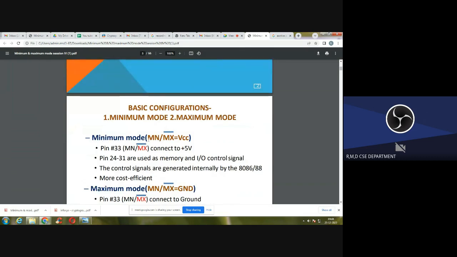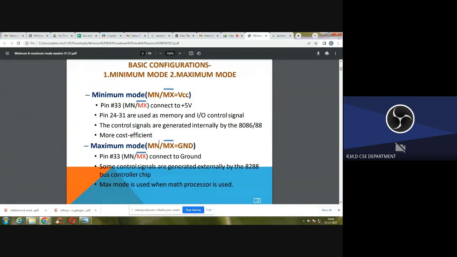Minimum mode is the mode in which the MN/MX bar pin is equal to VCC, so we give the power supply. We are already familiar that the 8086 has a 40-pin diagram. In that, pin number 33 is the minimum mode/maximum mode pin, which is connected to plus 5 volts. Pins 24 to 31 are used as memory and IO control signals, and the control signals are generated internally by the 8086 or 8088 microprocessor. Here it is the cost-efficient one.